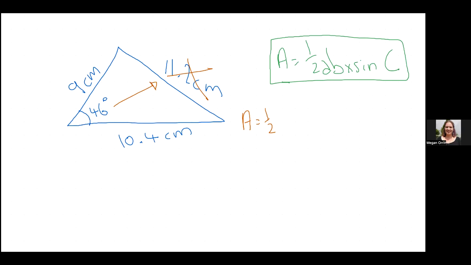So this should be half times 9 times 10.4 times sine 46, which gives you 33.67 centimeters squared. This is area. Don't forget to write squared.